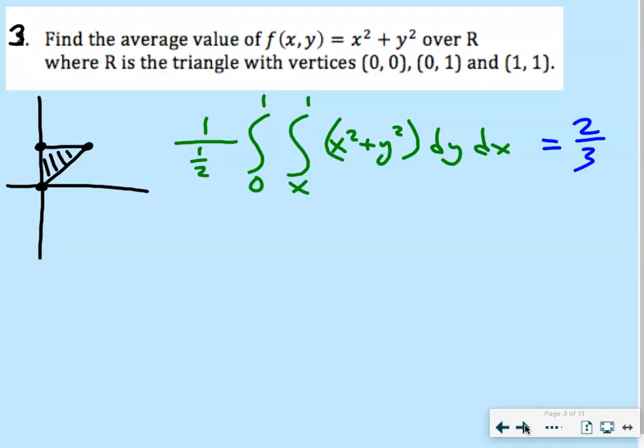Yes. Absolutely. So average value of a z function is the volume, if you were to find the volume over this region, divided by the area of the region. If this is our region R, this little triangle here, you find the volume of your z equals x squared plus y squared that's floating over this region. So you do your normal volume formula, and then you divide it by the area of your region, which is a half. Oh, okay.